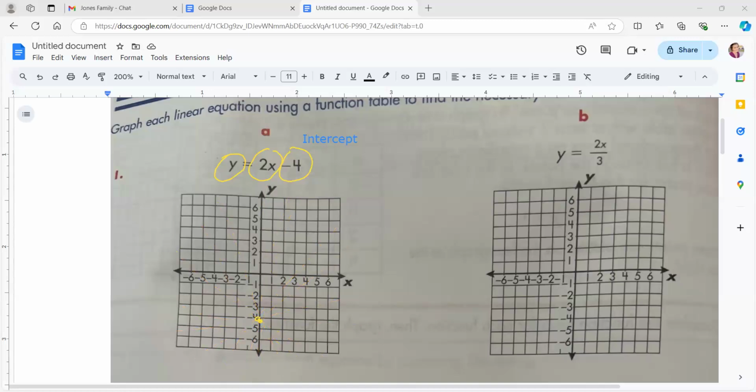So what kind of slope? The first step is figuring out the intercept. The second step is figuring out the slope. The slope is the number that's in front of the x in the equation. So what's the slope, Isla?